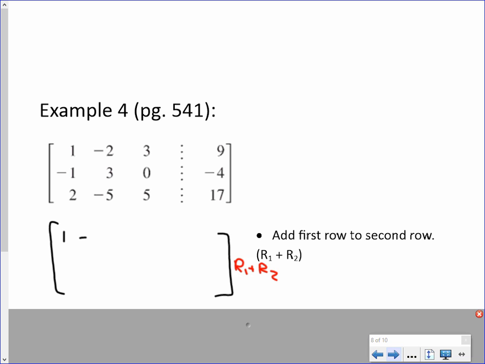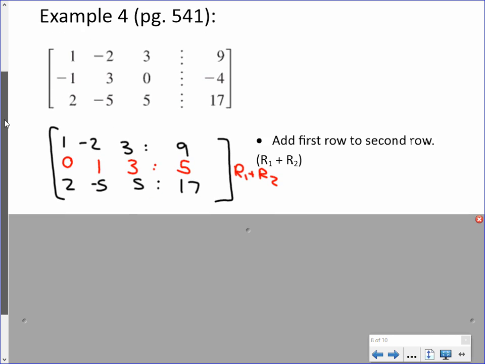So my first row is 1, negative 2, 3, 9. My third row is 2, negative 5, 5, 17. And I'm going to do my work for that second row. 1 plus negative 1 is 0. Negative 2 plus 3 is 1. 3 plus 0 is 3. And 9 plus negative 4 is 5. So I have added row 1 to row 2, and I now have a new second row in my matrix.